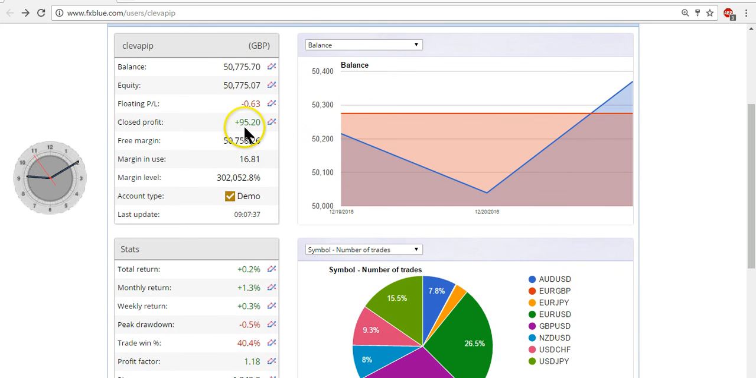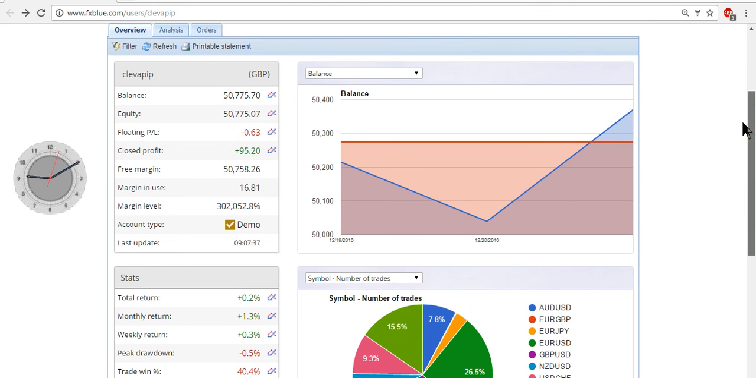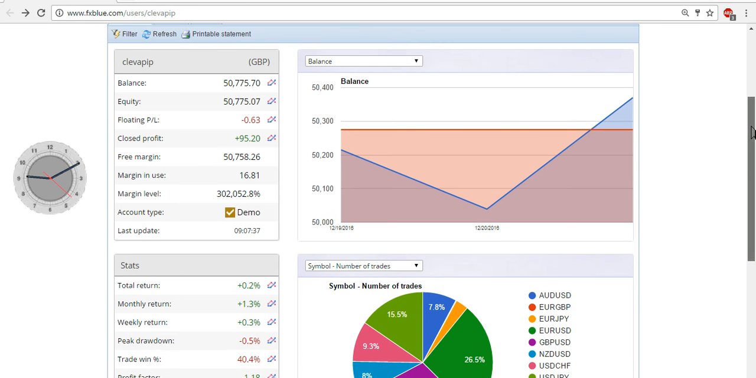So I'm up 95%. I don't know if that helps anybody. Close profit of 95 points or something. Or 95, I don't know what that is. 95 cents. 95 whatevers. I don't know much about this statistical stuff. Margin level. Floating, I'm down 63 cents. So I guess I made 95 bucks. I don't know what that means.